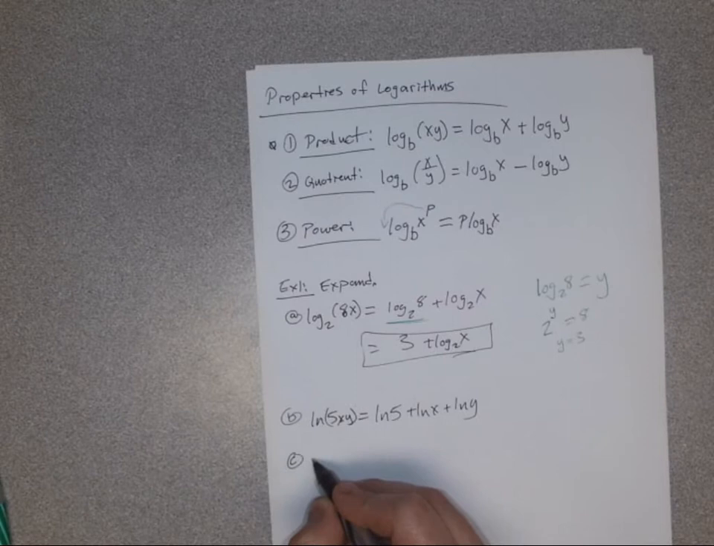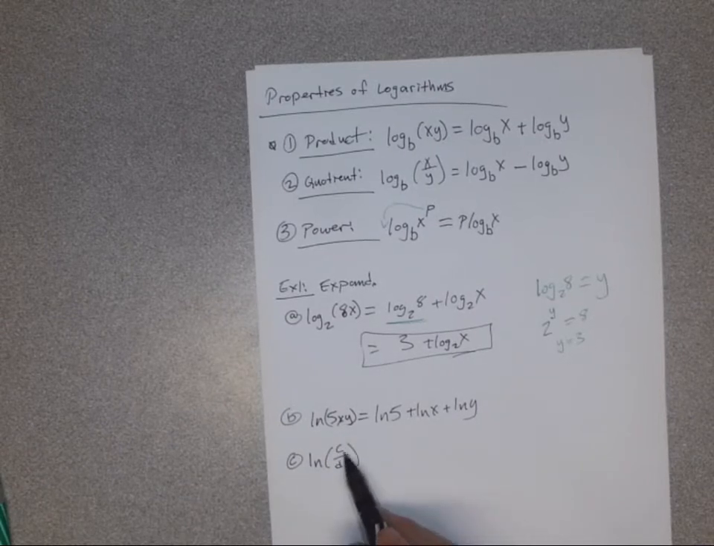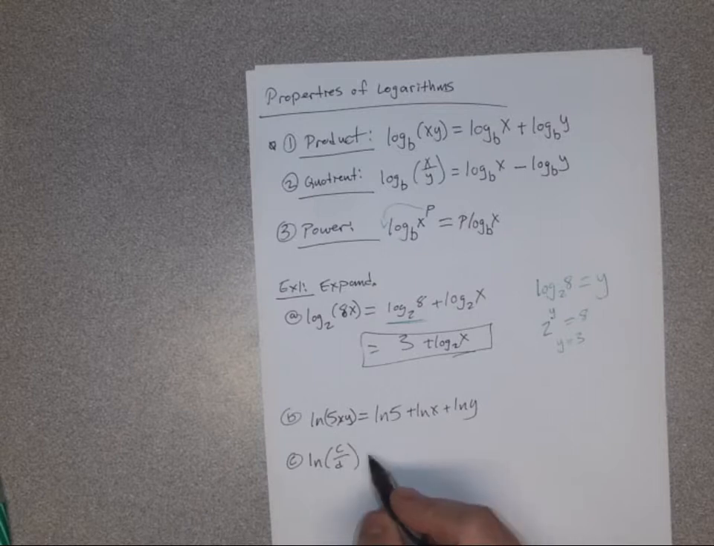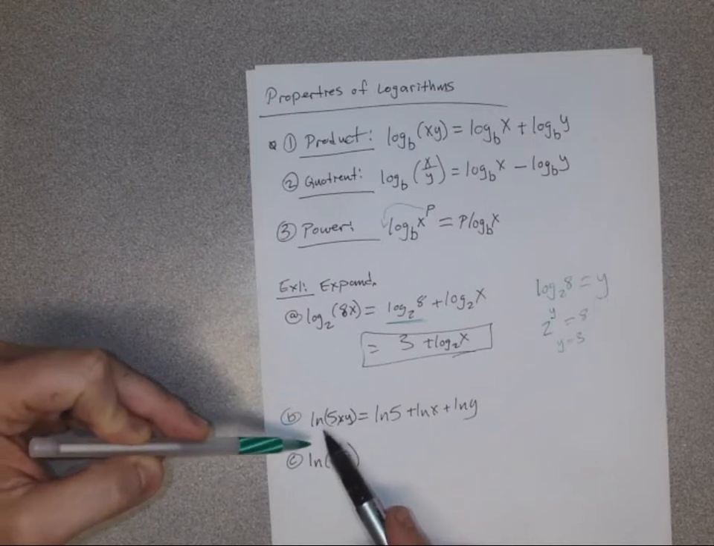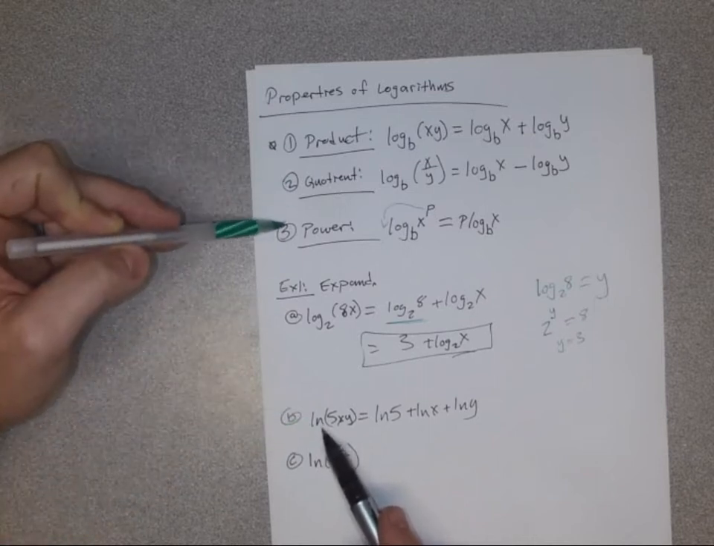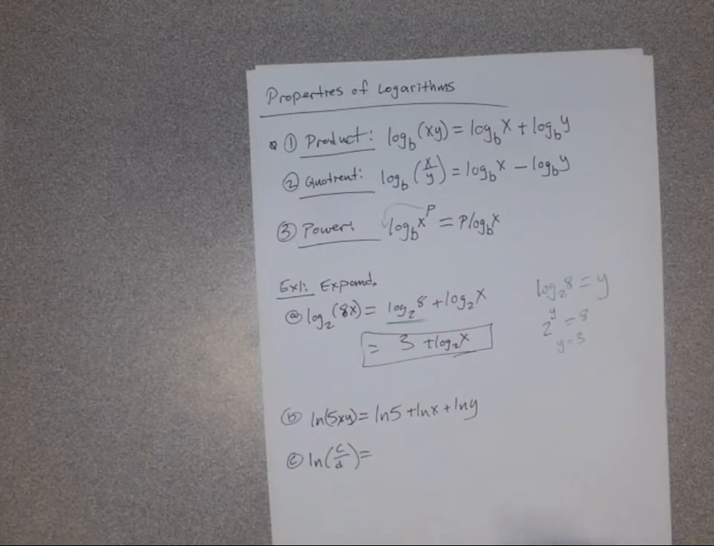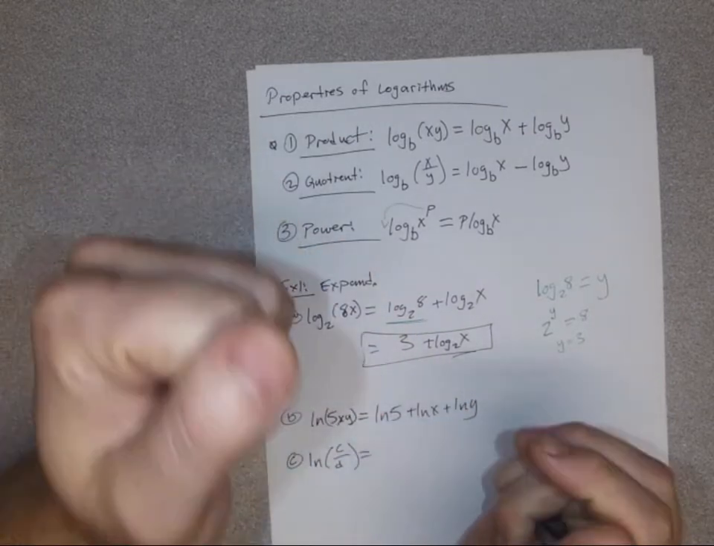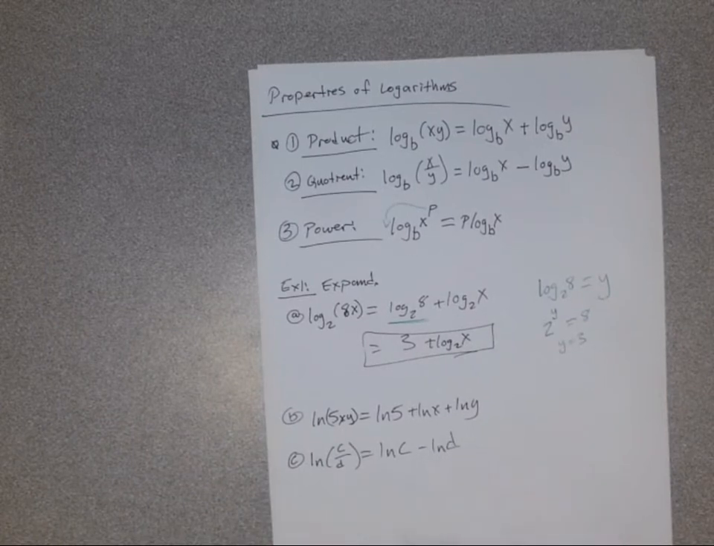Part C, what about the natural log of c over d? Well, I guess I should have said this earlier when I did the last problem: ln, remember, is log base e. So all these same rules still apply to natural log. Sorry, I should have said that earlier. Here, I'm dividing these two things. So now I can break them into two and subtract them. So the natural log of the top, c, minus the natural log of the bottom, d.